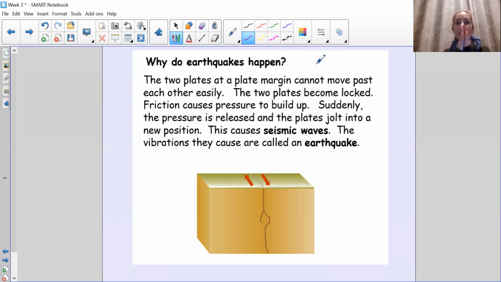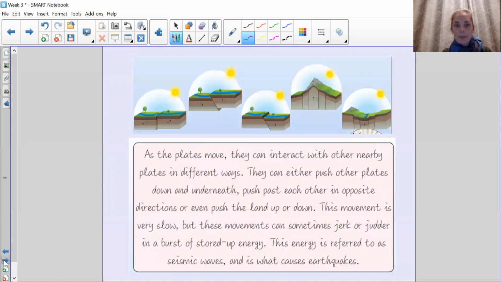Now, these plates can move in different directions, and we're going to have a look at that in more detail. So here you can see the two plates coming together. This first picture here is where the plates are moving side by side. Okay, they're moving up and down, and there's friction caused between them. You can see in the next picture here, you have one plate that has come together with another, and then one plate moves up and the other plate has to move down, or it can be the other way around.